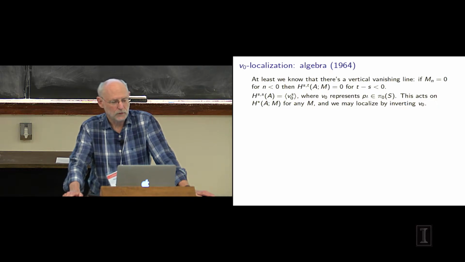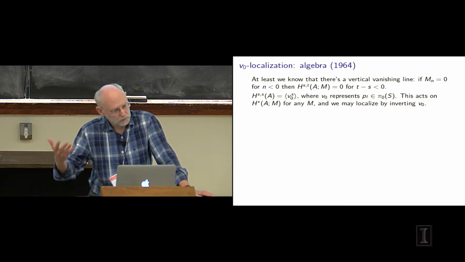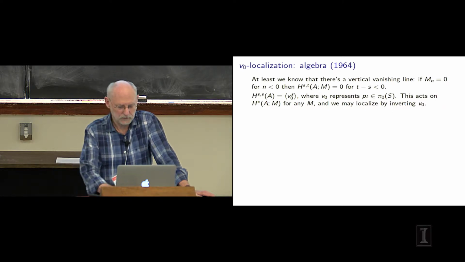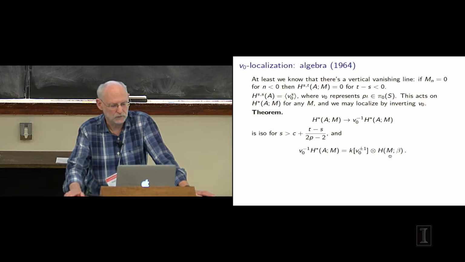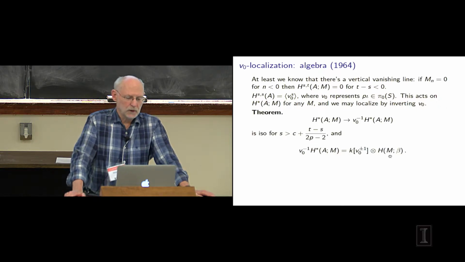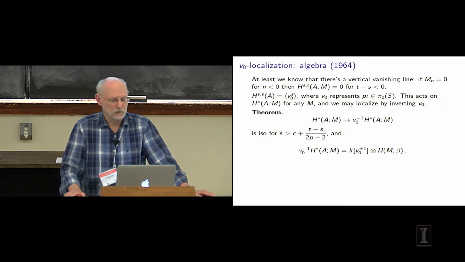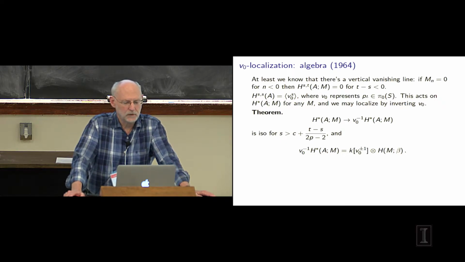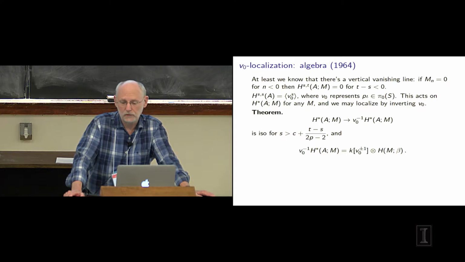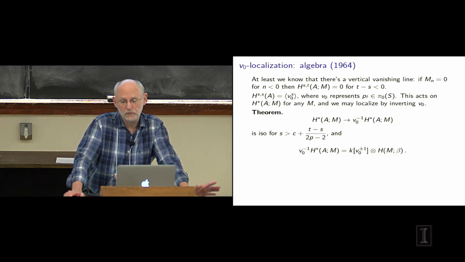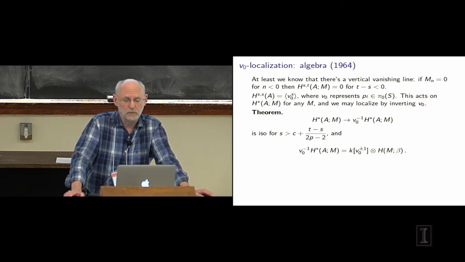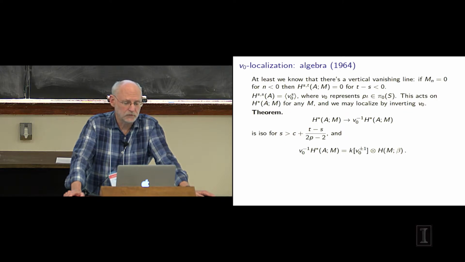So I want to tell you the first localization theorem. Something you can ask: what do you get when you invert the action of that v0 element? And here's the answer. There are two parts to this kind of result. One of them you might call a periodicity result, that says that the map from the cohomology to this localization is an isomorphism in some range of dimensions, in some wedge above some line of some slope.